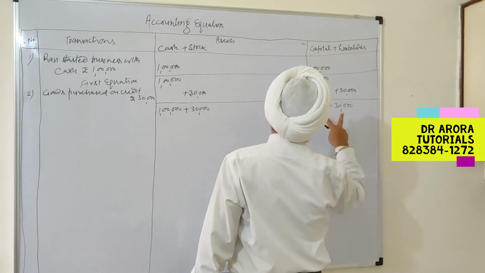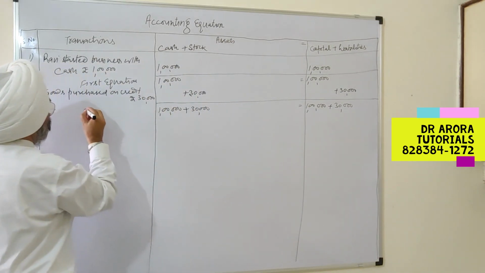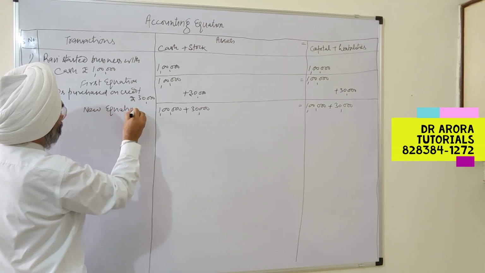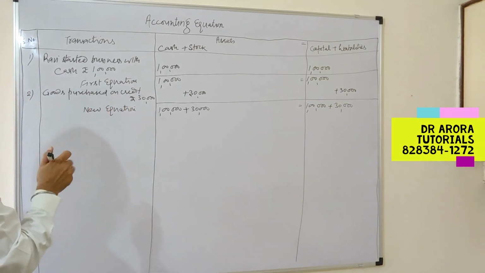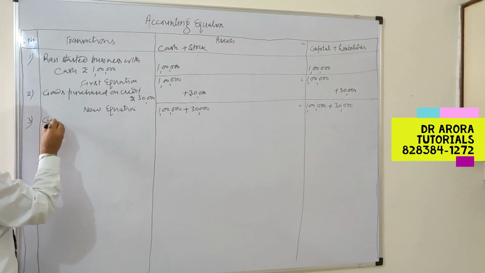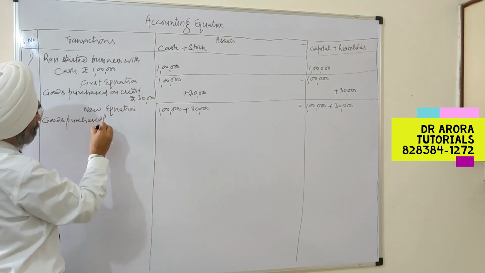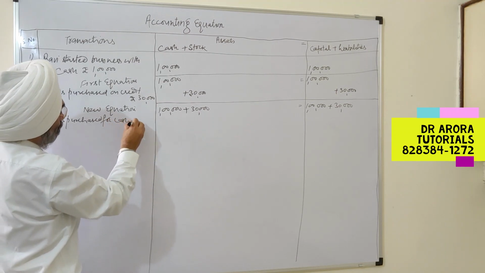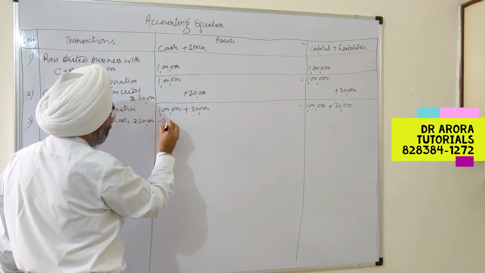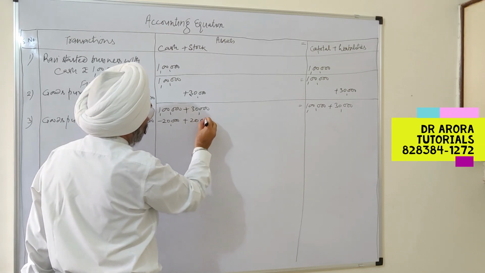Again both are equal. 1 lakh 30,000 on this side, 1 lakh 30,000 on this side. This is our new equation. That was the first equation, and after that we will be writing a new equation. Third one. Goods purchased for cash, rupees 20,000. So cash will decrease by 20,000 and stock will increase by 20,000.